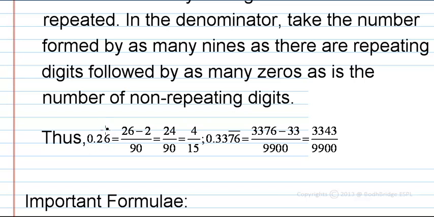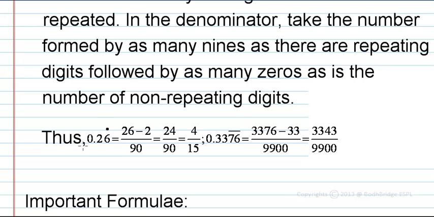So 6 is being indicated with a dot. I told you before about the dot and the bar. When you have a dot, it means a single value is being repeated, and when it is indicated with a bar, a set of values is being repeated. So 6 alone is being repeated.